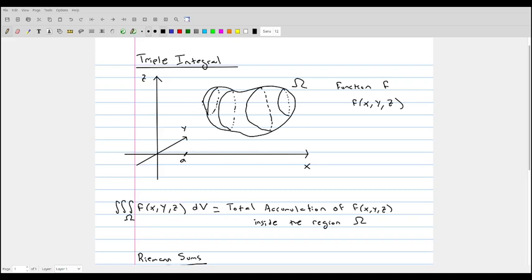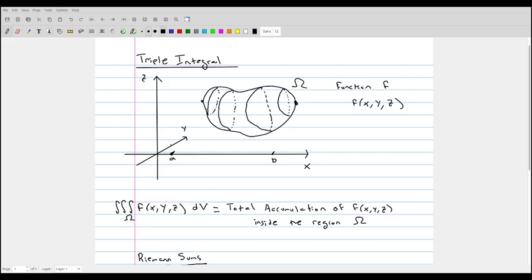That corresponds to this value right here, which is the x coordinate of this minimum value in the region. Maybe a is a little bit closer to the origin here, so like right here. And then the maximum value of x in the region, about right here. So we'll call this b.